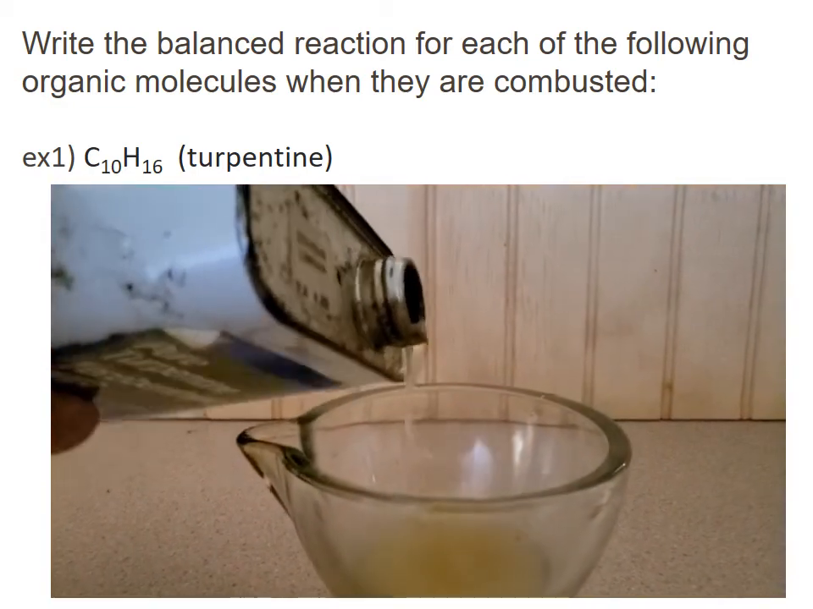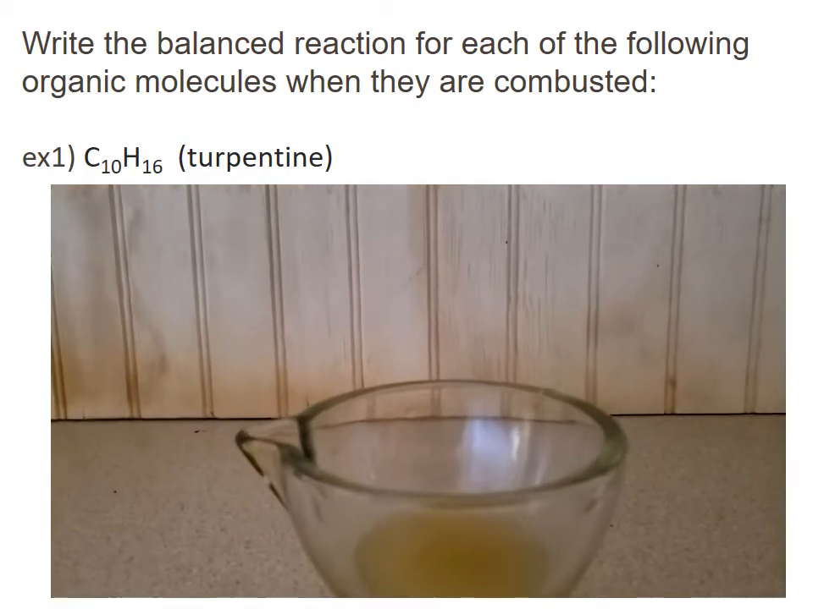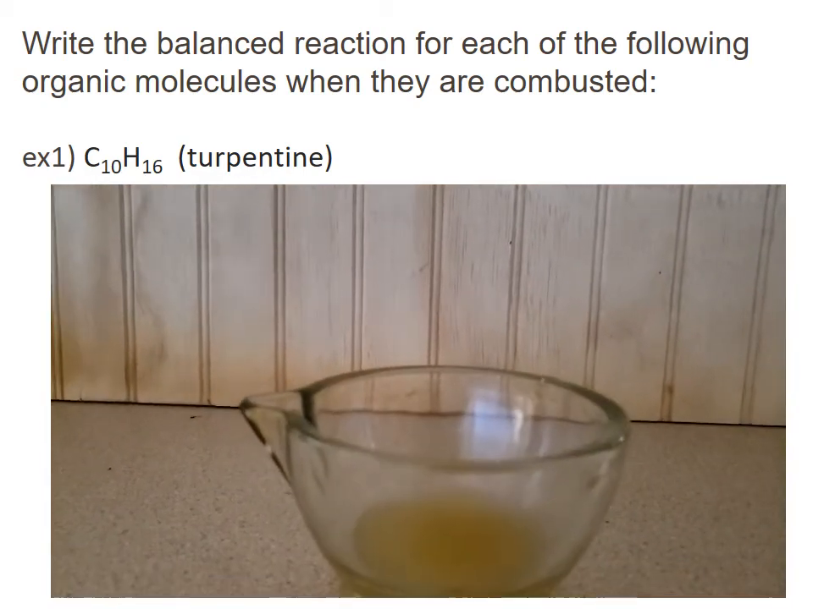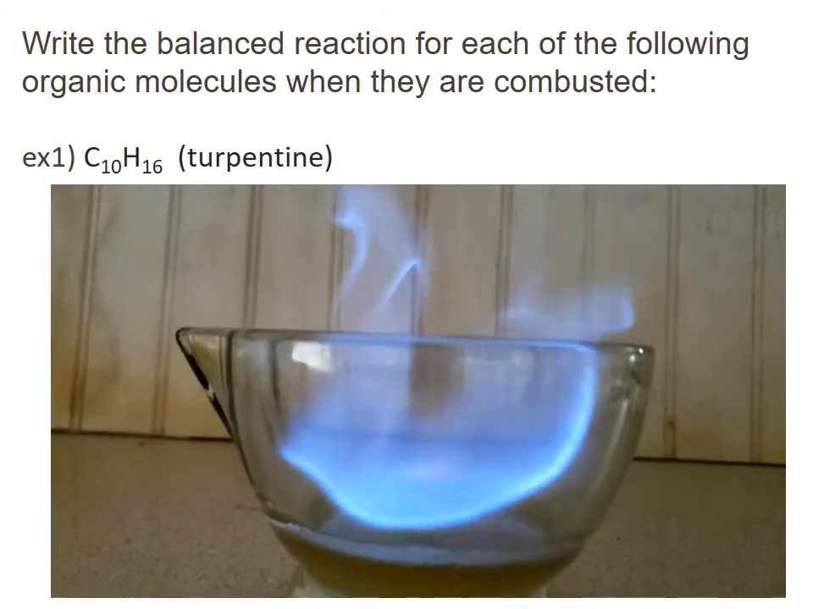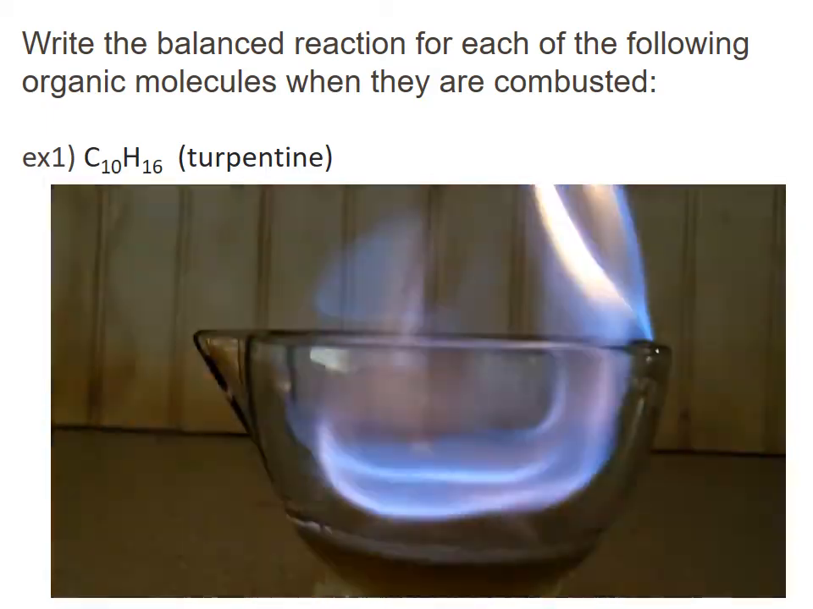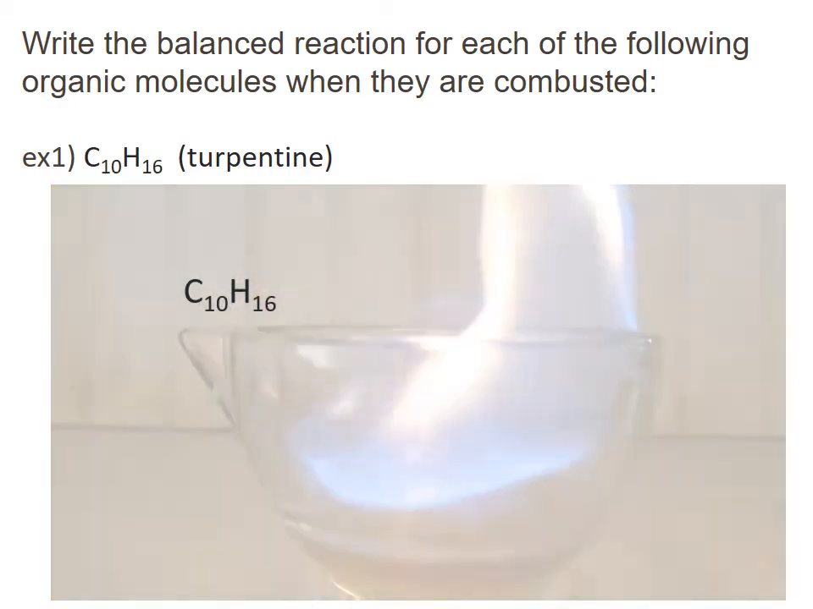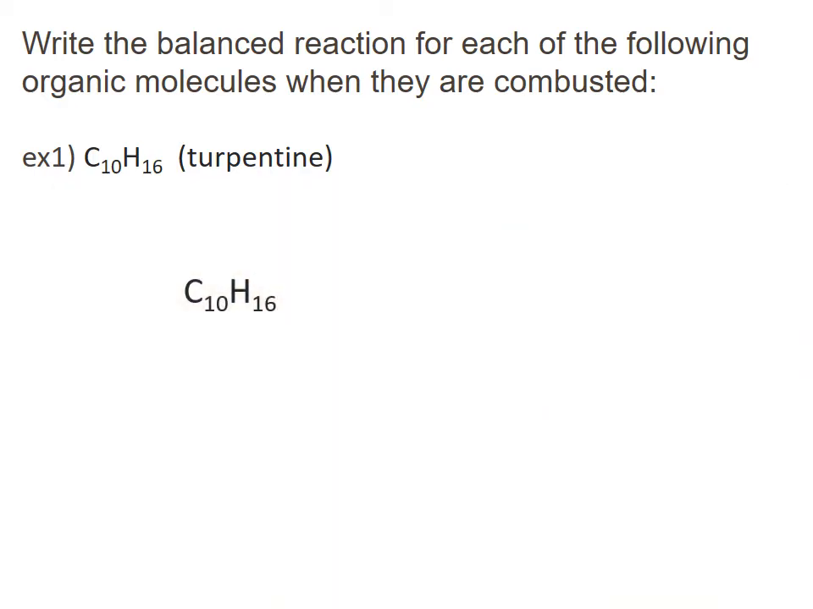Write the balanced reaction for each of the following organic molecules when they are combusted. Example 1, turpentine. C10H16 is being combusted, so it needs to react with oxygen. And the products are always carbon dioxide and water. We always start balancing by putting a 1 next to the largest formula. In this case, that is turpentine.